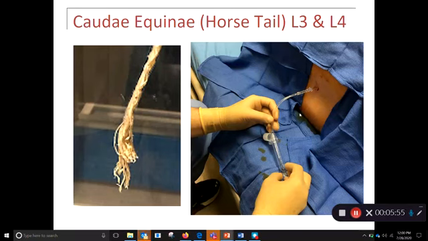You are going to aim between the L3 and L4 vertebrae. At L3 and L4, you are safe to assume that it is cauda equina going on there. I keep on saying cauda equina. It's cauda equina. Your horsetail.